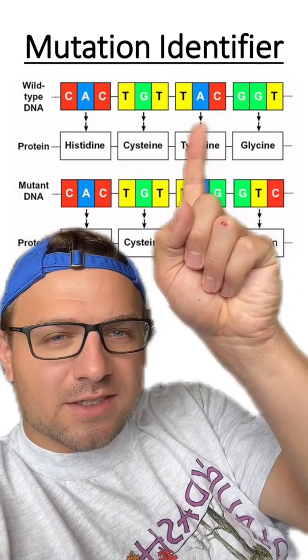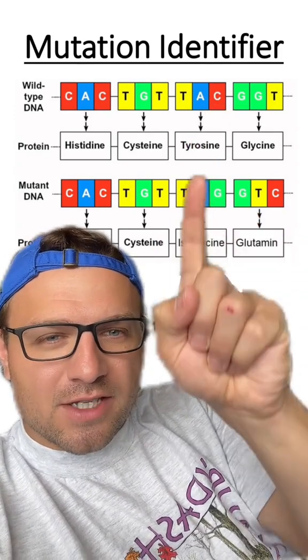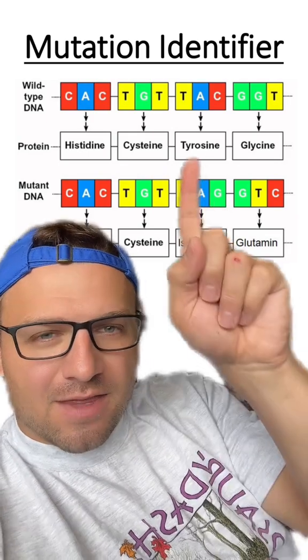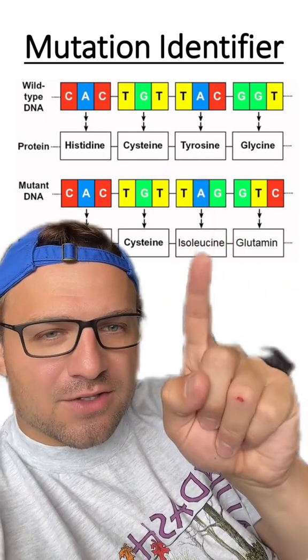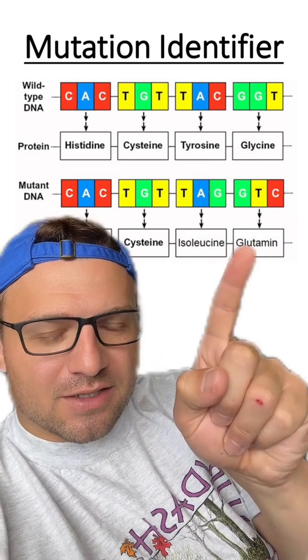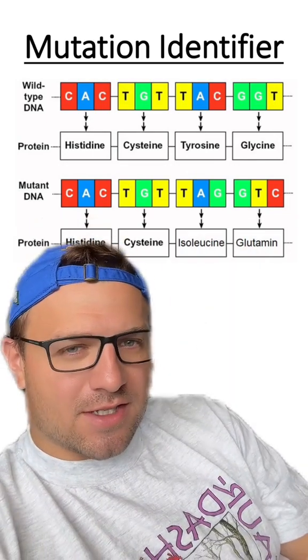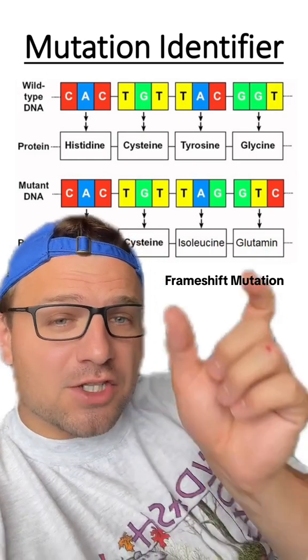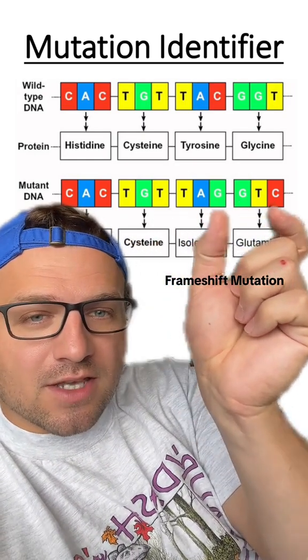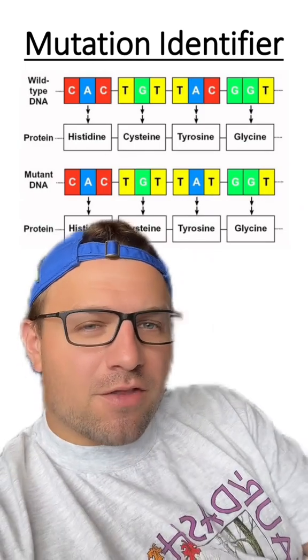In this one, we deleted or removed this C nucleotide, which shifted everything over. This also changed the tyrosine to an isoleucine and glycine to a glutamine. So what type of mutation is this? This is an example of a frameshift mutation since we changed the codon sequence of the reading frame. Let's take a look at our third example.